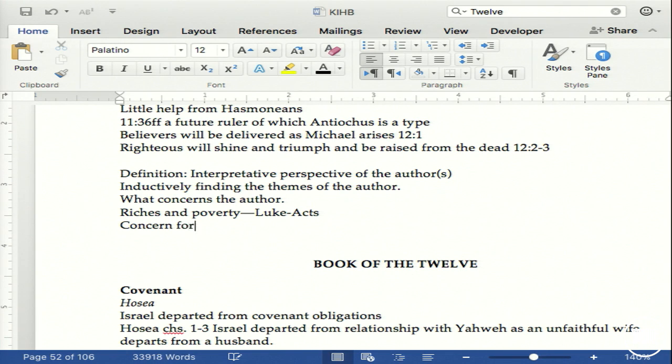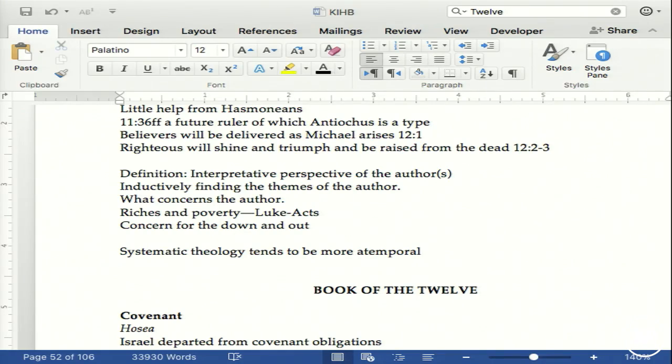Since I'm thinking of Luke Acts, another concern, there's a concern for the down and out. It's very clear reading Luke Acts that he has a concern for the poor, for women, for those who are oppressed, and so forth and so on. So you inductively trace what's going on.